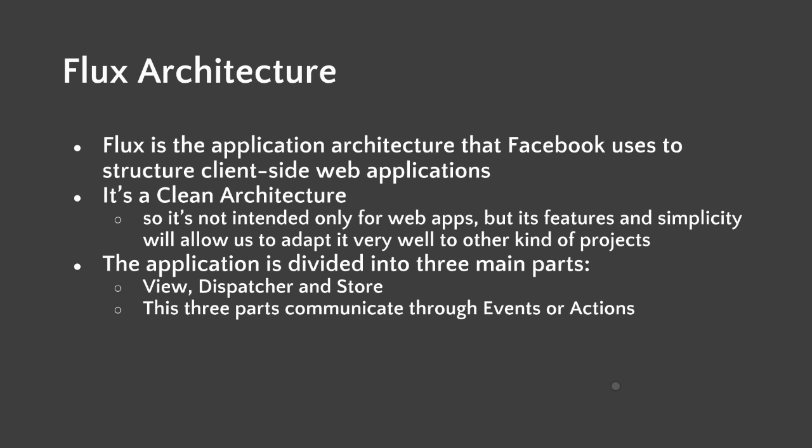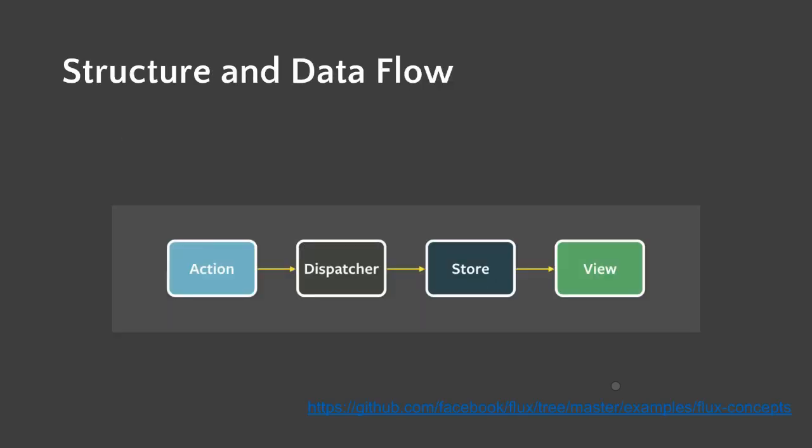This application architecture divides the structure into three main parts: the view, the dispatcher, and the store. I'm going to show all of these parts in detail. These three parts communicate through events or actions. This is, for now, the big picture of what Flux is.